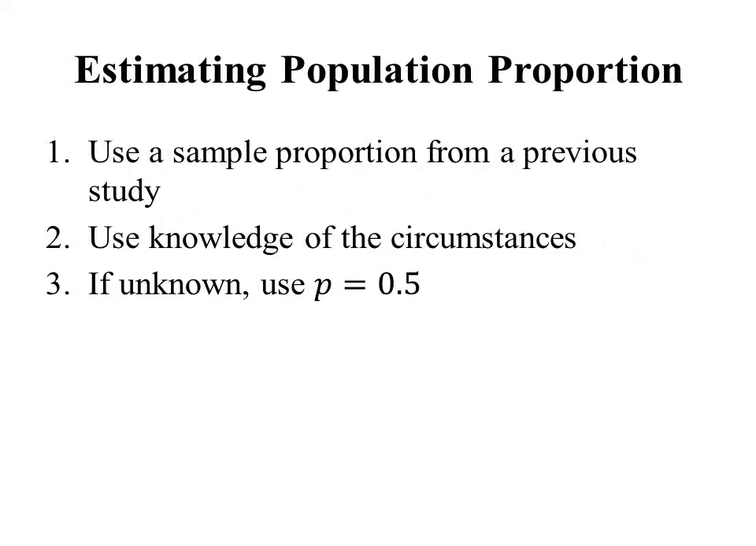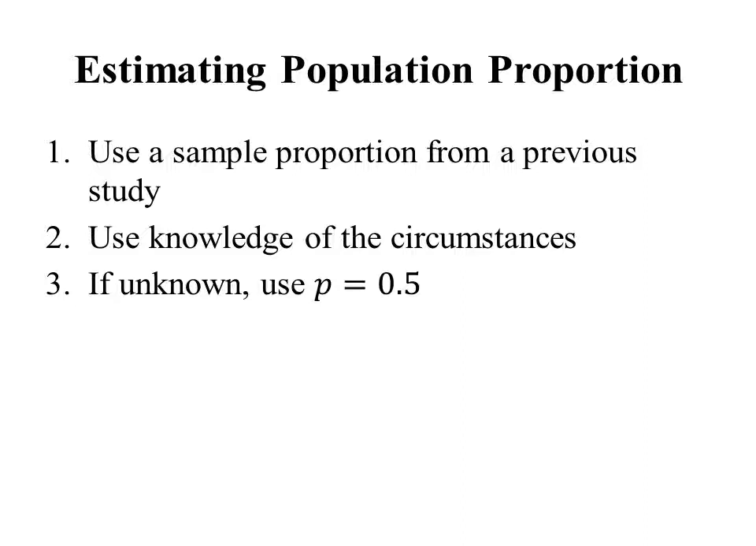We could use knowledge of the circumstances. Maybe we could say, well, just based off my observations, I think about 30% of students smoke, or something to that effect. If completely unknown, we're going to use p equals 0.5. Now, why 0.5? Well, because p is somewhere between 0 and 1, and so as an estimate, we'll just take the value right in the middle, 0.5. And that's what we're going to do in this case.